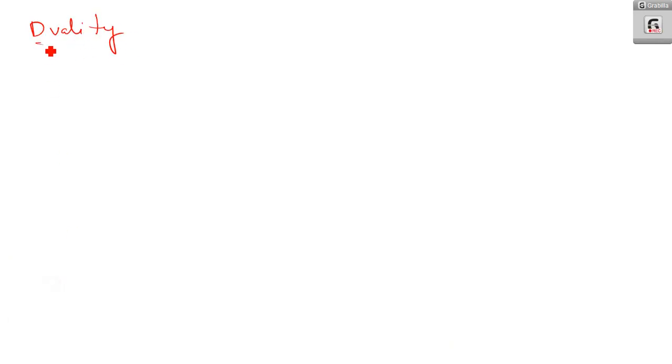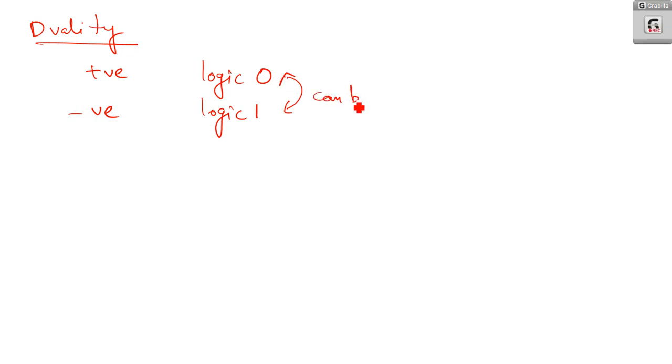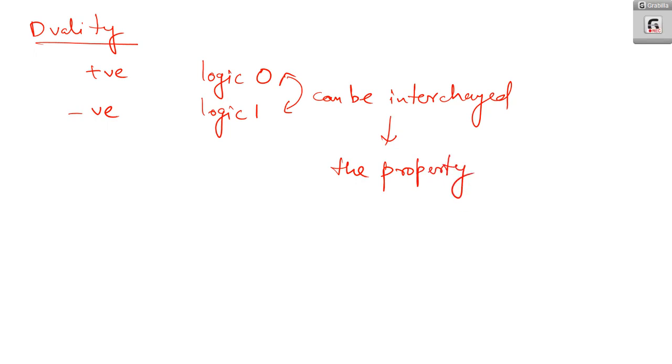Suppose we have a positive number system represented by logic 0, and a negative number system represented by logic 1. Then these logic 0 and logic 1 can be interchanged. The property by which this interchange can happen is known as duality.